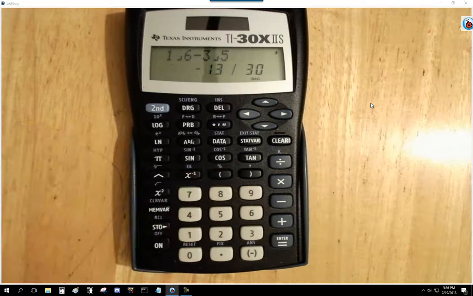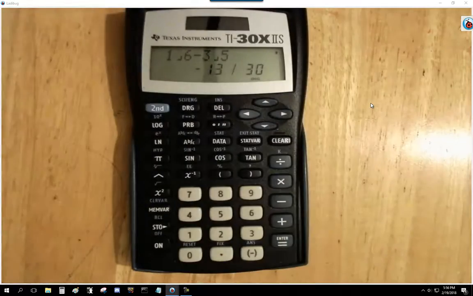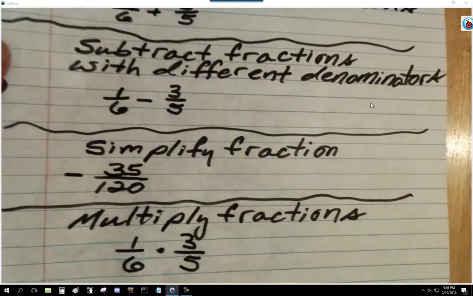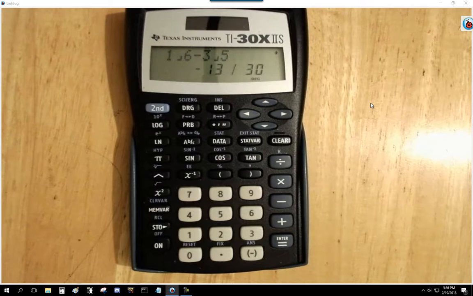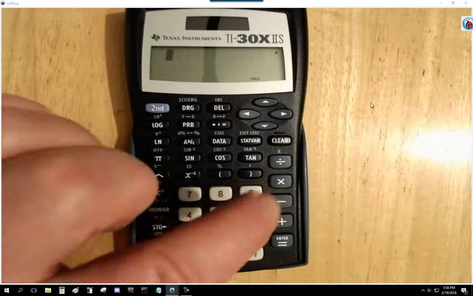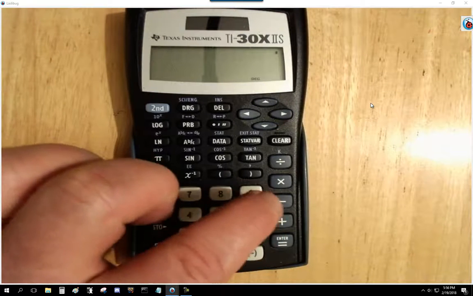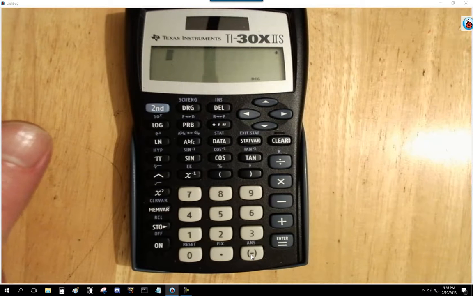Next, I'd like to show how to simplify a fraction. Negative 35 over 120 is what I'm going to simplify. So I'll clear out the calculator. Now, many people mistake the negative sign for this button, which is not the negative sign. This button is the minus sign. The negative sign is down here.